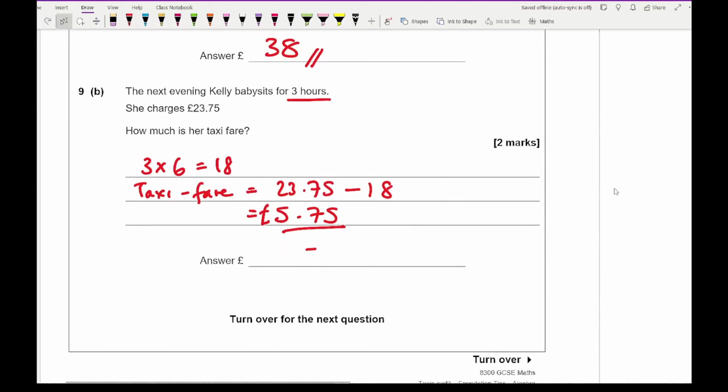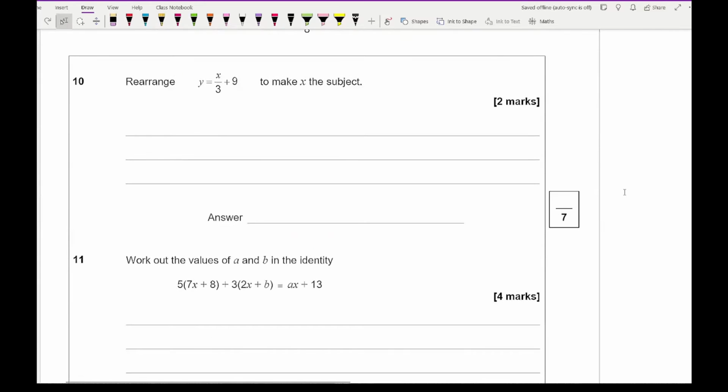And that's all I need to write here. Then moving on to question 10, it says rearrange y equals x over 3 plus 9 to make x the subject. So the first thing we need to do is take the 9 over to the other side. So we end up with y minus 9 equals x over 3. And then we just want to get rid of the 3.